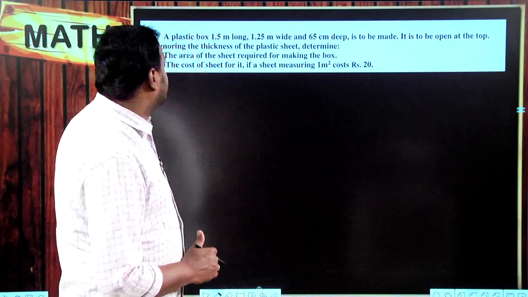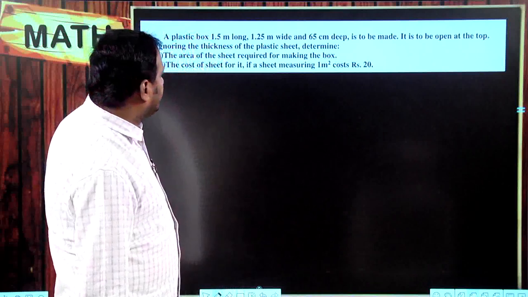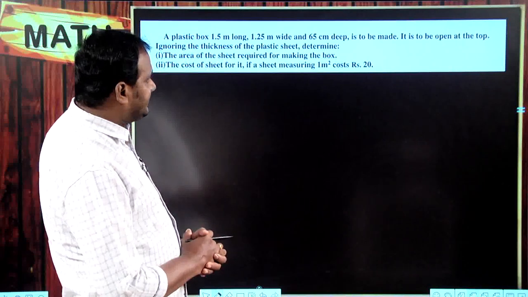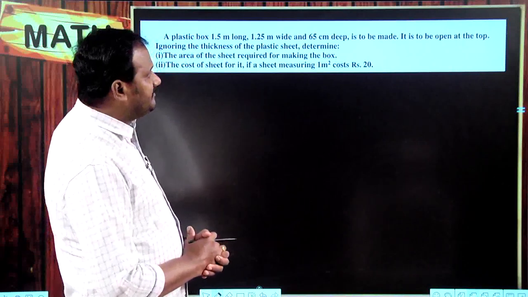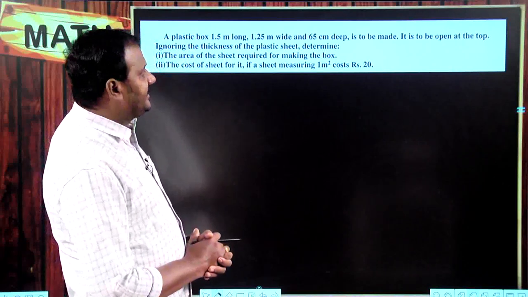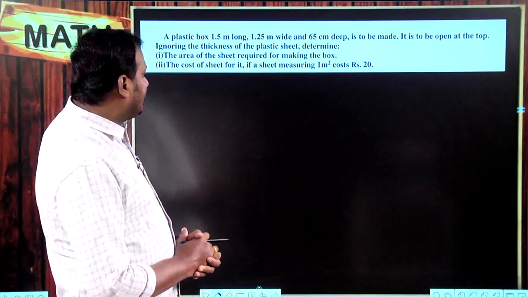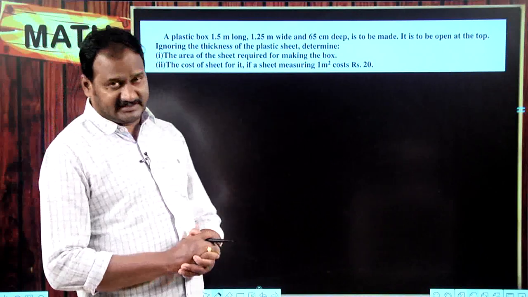See, coming to the very first problem: a plastic box 1.5 meters long, 1.25 meters wide and 65 centimeters deep is to be made. It is to be opened at the top. Ignore the thickness of the plastic sheet. Determine the area of the sheet required for making the box.